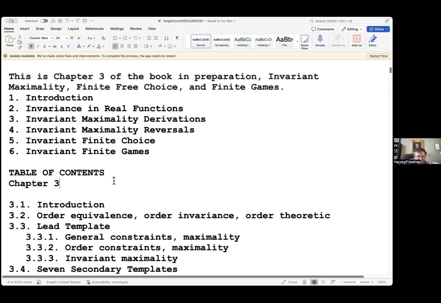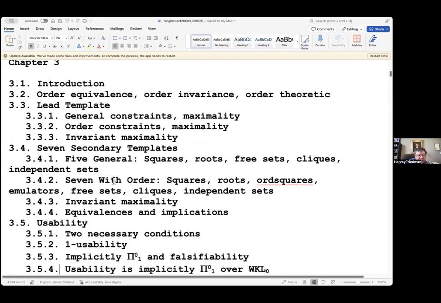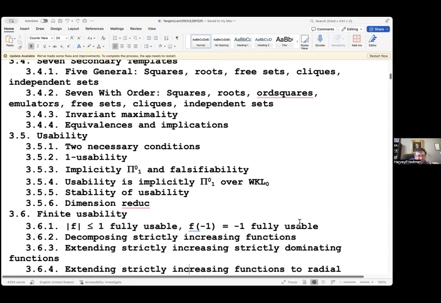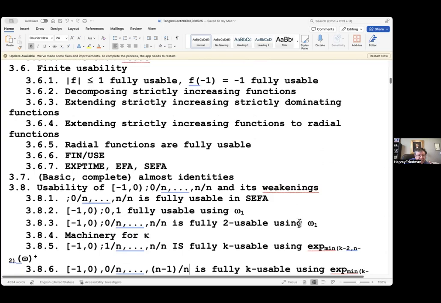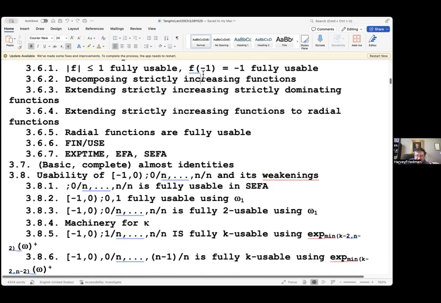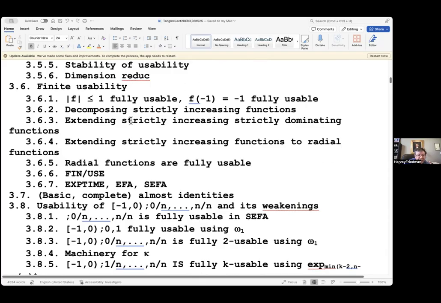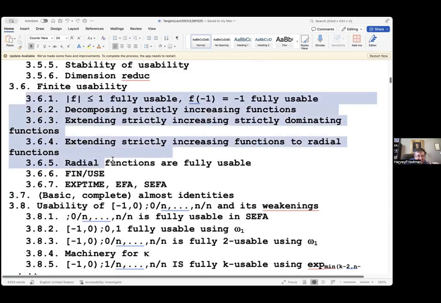All right. So this chapter has gone through changes, but the early parts of this chapter are totally unchanged. It was all very stable through section 3.6, where I give a complete characterization of the finite functions that are usable. And this is a very intricate, very detailed section. And all of that can be done in these weak systems.